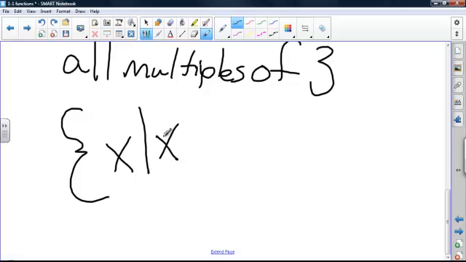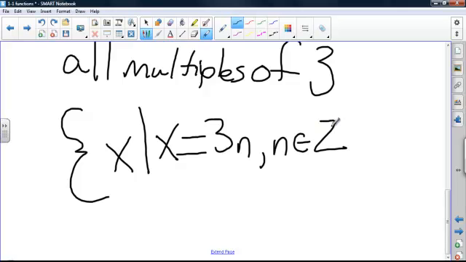x equals 3 times n, where n is some integer. Close.